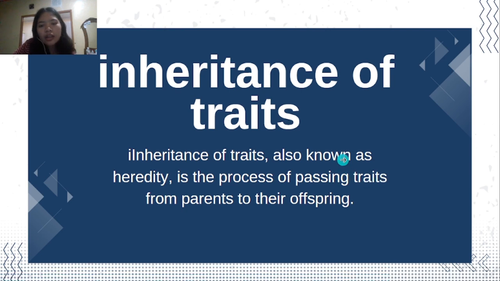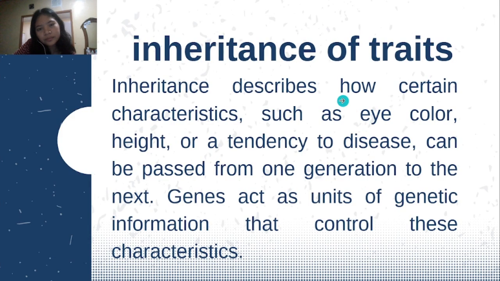And inheritance of traits. Inheritance of traits, also known as heredity, is the process of passing traits from parents to their offspring. Inheritance describes how certain characteristics such as eye color, age, or a tendency to disease can be passed from one generation to the next. Genes act as units of genetic information that control these characteristics.